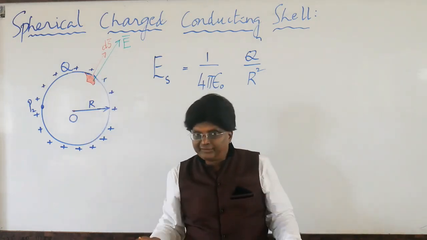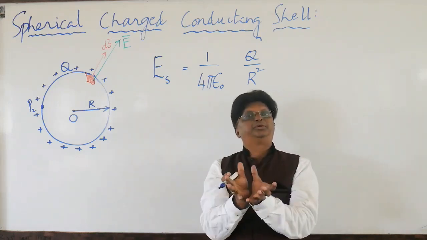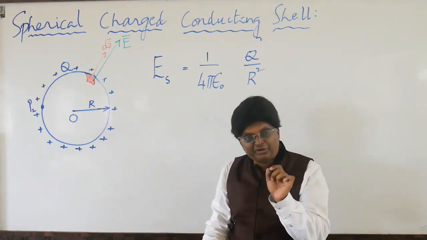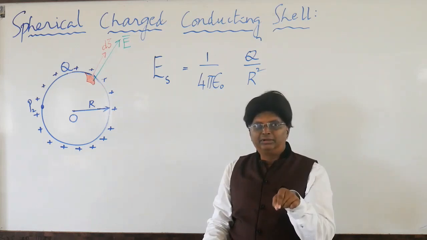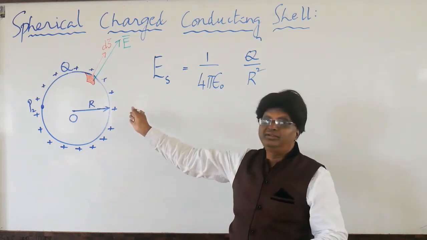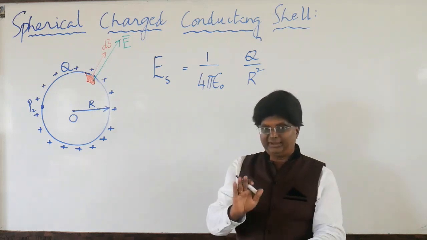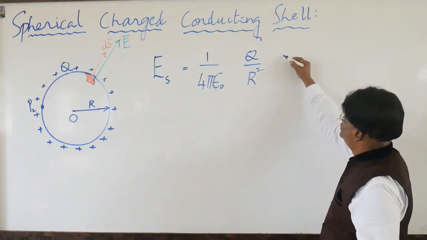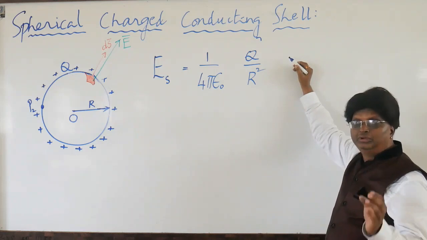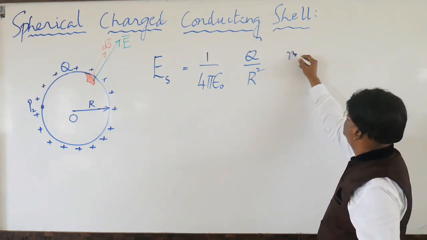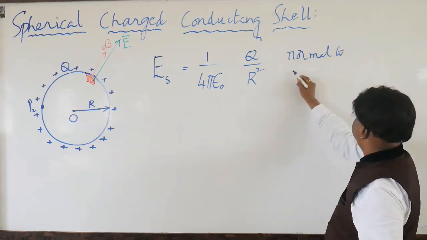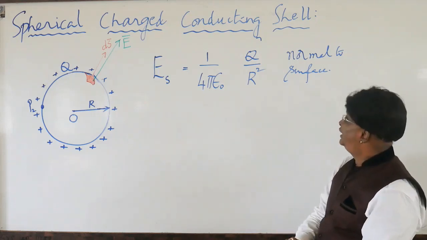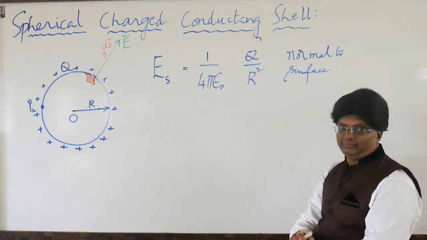It's a very interesting result that we found. Charge is distributed, but when it comes to behavior, it is acting as a point charge. Of course, this behavior is not applicable for a point inside the shell or conducting sphere, as we said. Now, this is always a vector. Therefore, I keep telling you, please mention the direction. It is always normal to the surface.